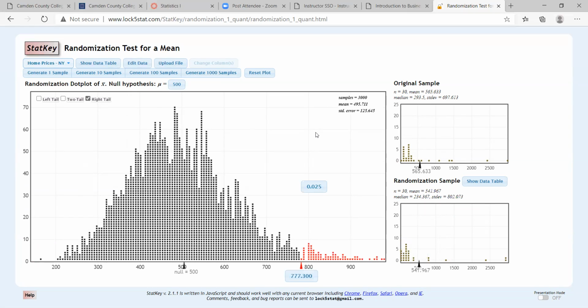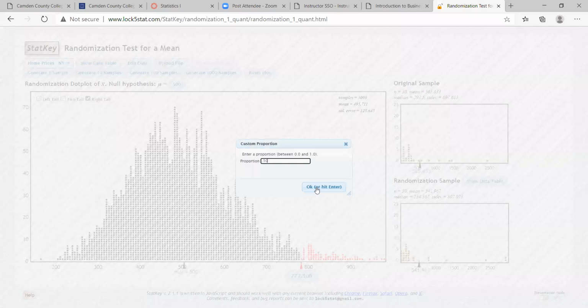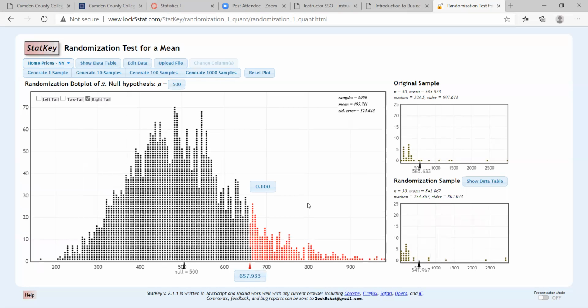Now, suppose I want my alpha to be 0.10. Here alpha is 2.5%. I'm going to click that and make it 0.10.